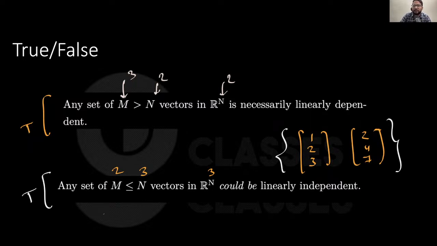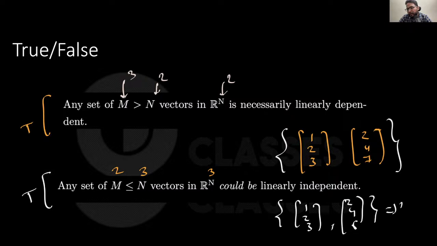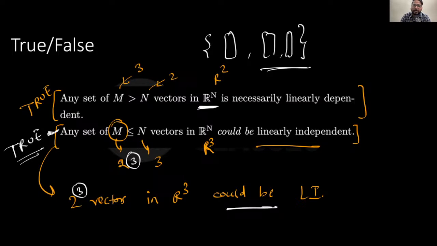So that's why this is also true, right? They are saying you take any set of two vectors in R3, they could be linearly independent, and they could also be linearly dependent. For example, this 1, 2, 3, and if I take 2, 4, 6, then they are linearly dependent. They could be anything. It depends on the vectors that you are taking. So both are true. This is true, this is true. Okay.